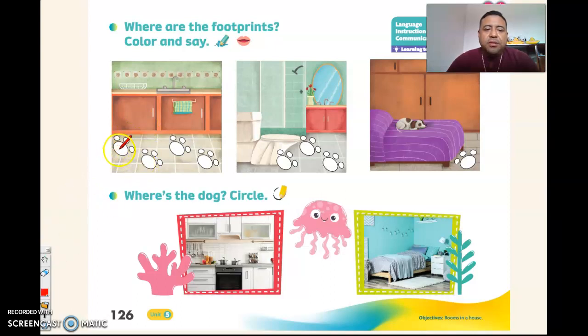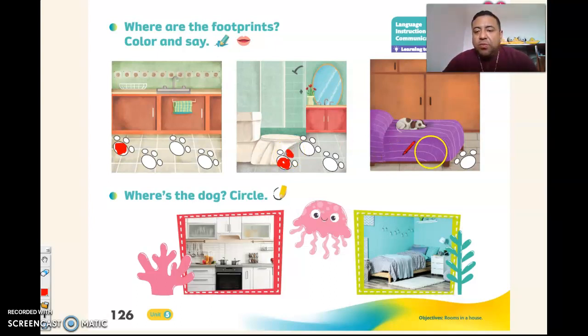they are in the kitchen, so let's color it. Okay, they are in the kitchen. Now, these ones are in the bathroom. Se llama bathroom aquí. Bathroom. Vamos a colorearlas, okay? Let's color all the footprints.